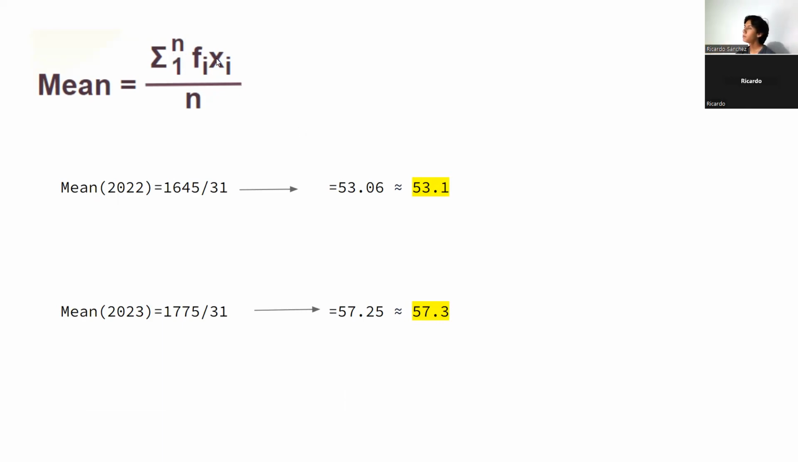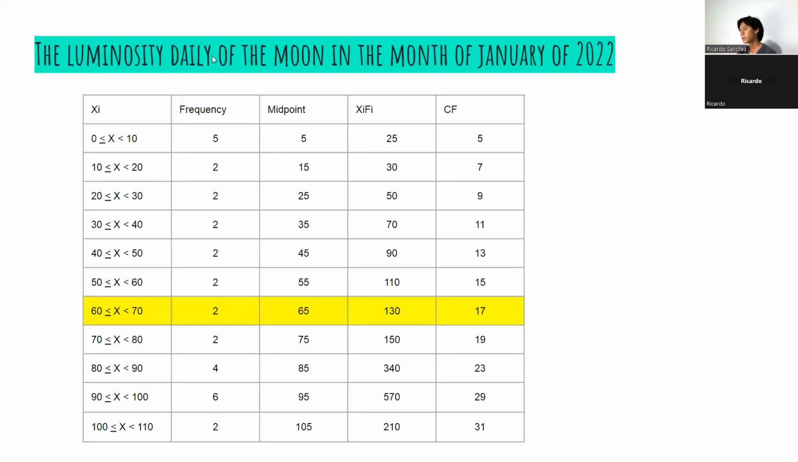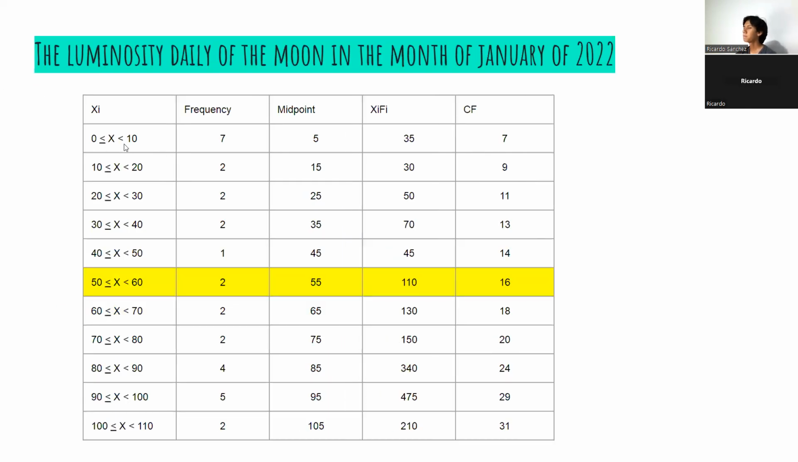It is the summation of the multiplication of fi times xi. But as we can see, we don't have a specific value in xi, so we use a midpoint. This midpoint, as the name says, is a point in the middle between the first value and the last value. So for example, my first value is 0 and my last value is 10, so the midpoint of 0 and 10 is 5. The midpoint of 10 and 20 is 15, and like this.